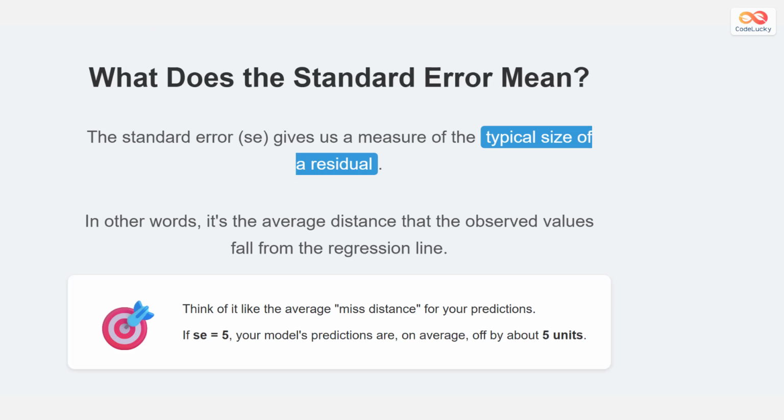So what does the final number actually tell us? The standard error gives us a measure of the typical size of a residual. In simpler terms, it's the average distance that our observed values are from the regression line. For example, if your standard error is 5, it means that your model's predictions are, on average, off by about 5 units.